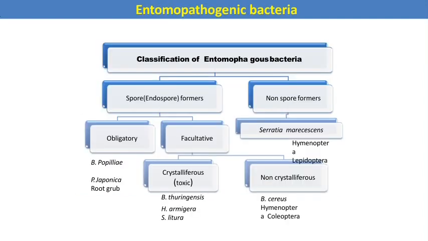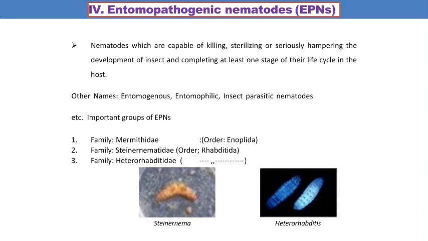Then bacteria, or insect bacteria. In that, this is the classification of the entomopathogenic bacteria. Bacillus popilliae and Bacillus lentimorbus, here the japonica, are mostly used against the root grub or white grub, which causes milky white disease. And then Bacillus thuringiensis is mostly used against Lepidopteran insect pests. These two bacteria are mostly used in microbial control.